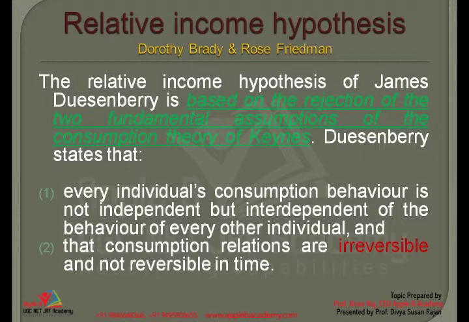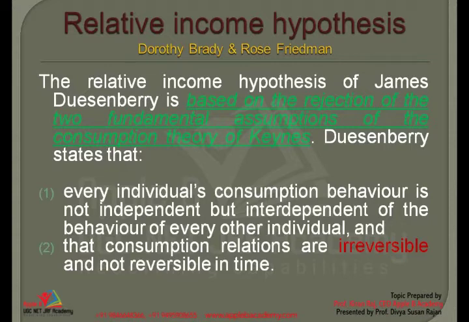So that was one part that Duesenberry had rejected with respect to Keynes' casual observation. The second part was that consumption's relation is irreversible with respect to time. Again, he gave importance to time in this particular concept, and thus brought in these two important fundamental assumptions which were not clearly explained by Keynes. So let us look into it in general.